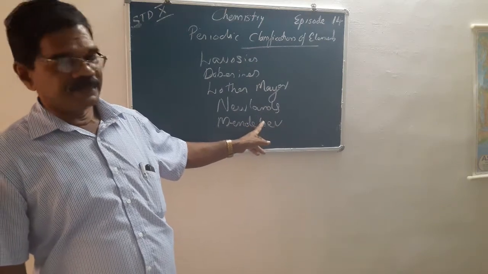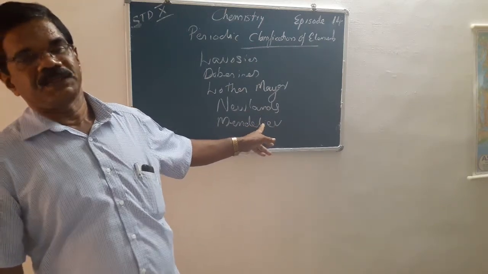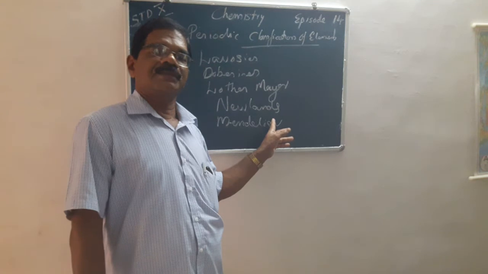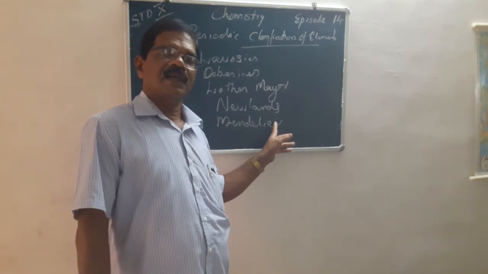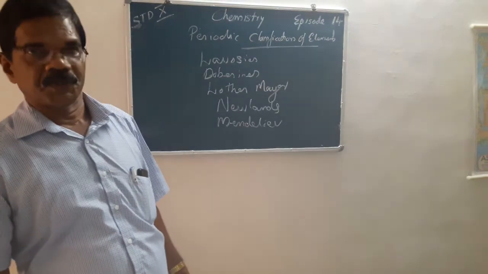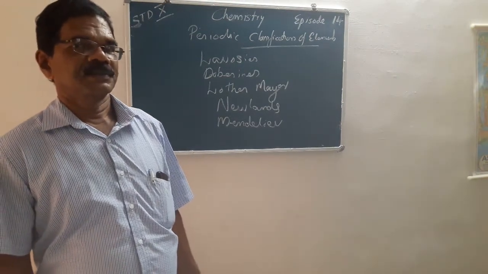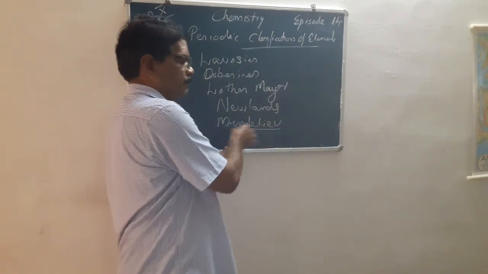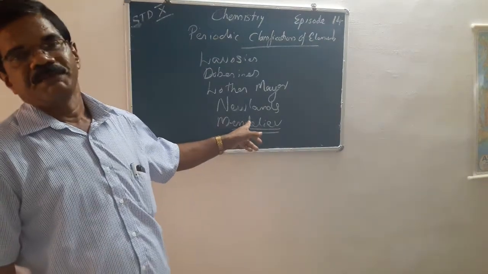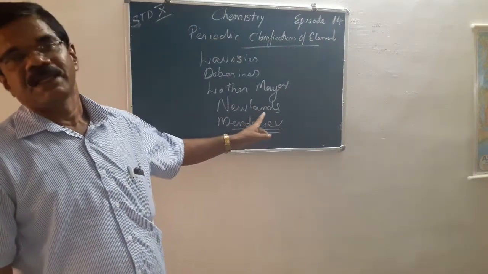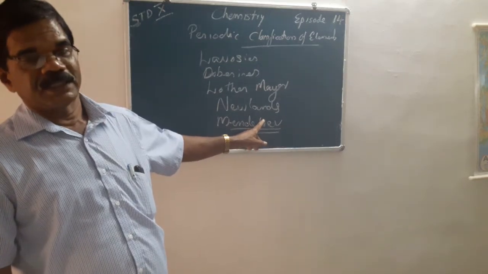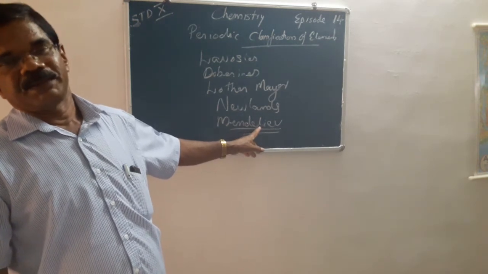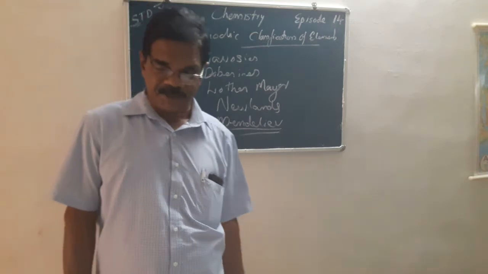In Mendeleev's time, about 63 elements were known to the scientific world. He classified the known 63 elements according to the ascending order of their atomic mass. The basis of Mendeleev's classification is atomic mass. He drew the first periodic table, also known as Mendeleev's periodic table.